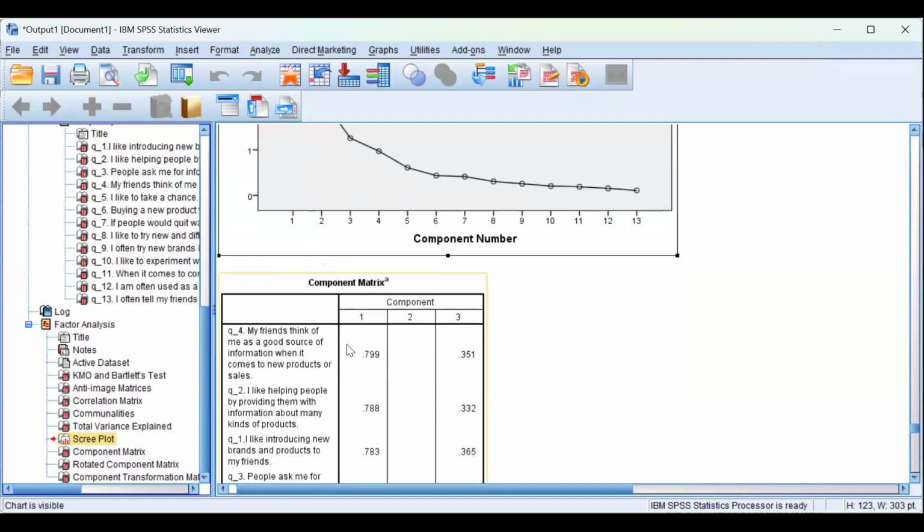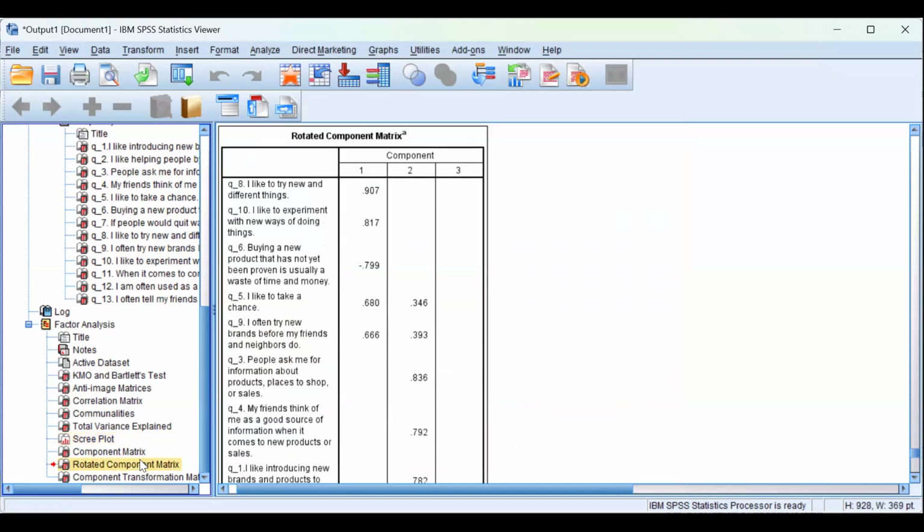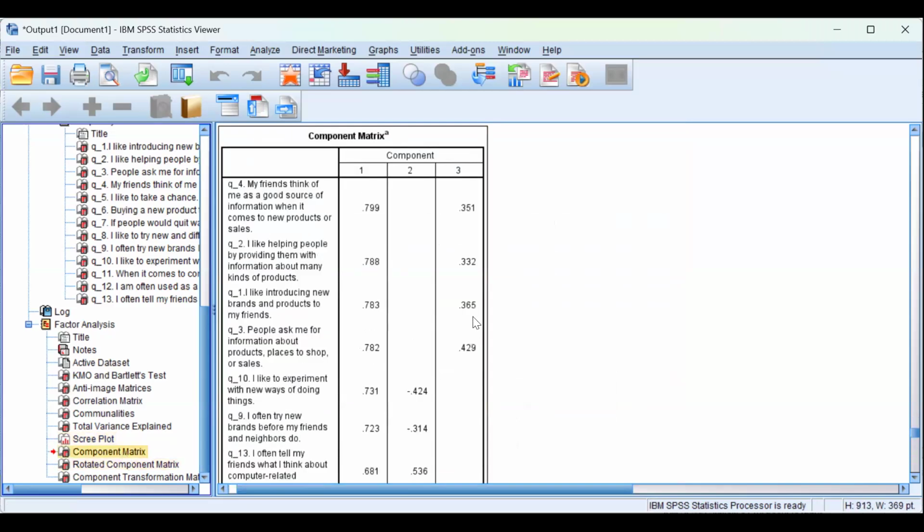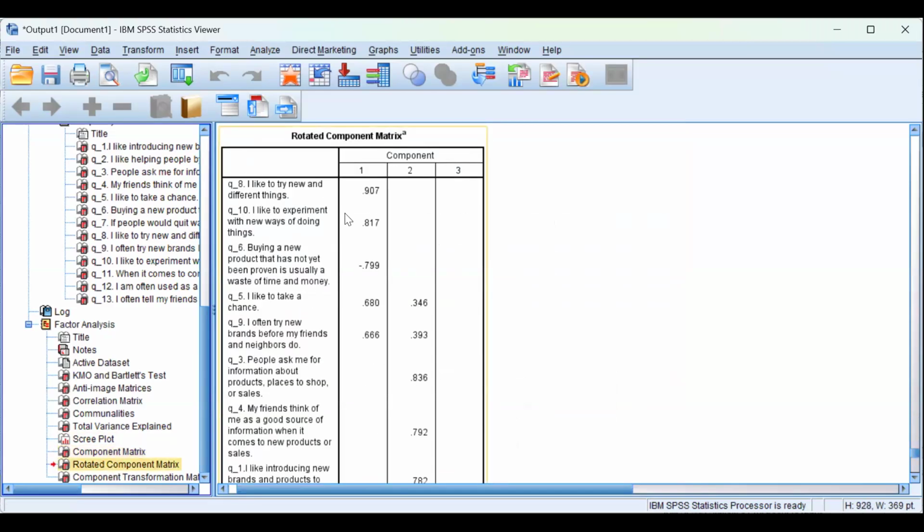Now, under the rotated component matrix, there are 2 matrices which come. One is the component matrix. We don't report the component matrix. We report the rotated component matrix. So we'll look at the rotated component matrix. Understand 2-3 things from here. What I explained is that our items move from one factor to another. So you see here, Q5 is getting loaded here and also here.